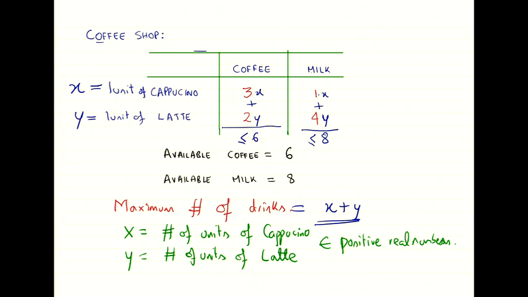So you can see that it's a very expressive framework. If I had, let's say, a limited amount of labor, that would be another constraint. If I had a new kind of drink, that would be another variable. So by using lots of variables and constraints, you can encode lots of real problems as linear programs. So for now, let's stick to this simple toy example.